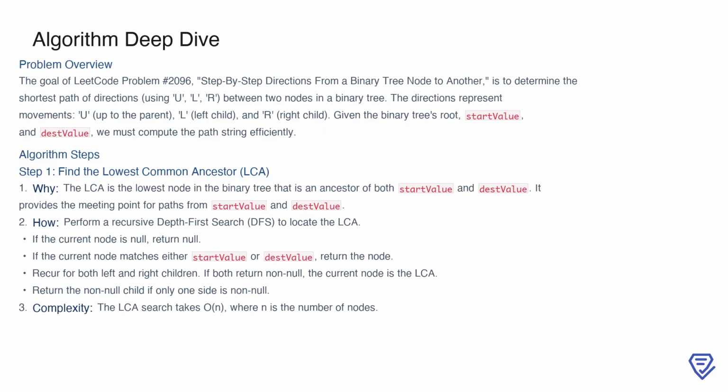the destination node value. To achieve this, the algorithm begins by identifying a critical point of reference, the lowest common ancestor, or LCA. The LCA is the lowest node in the tree that is an ancestor of both the starting node and the destination node, acting as a natural meeting point for their paths.